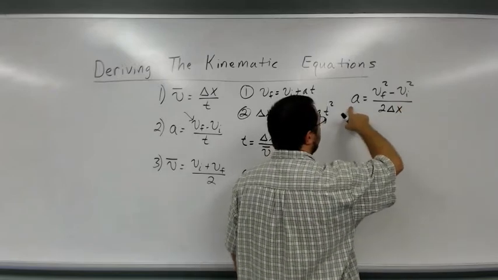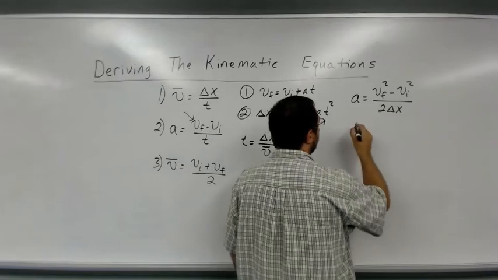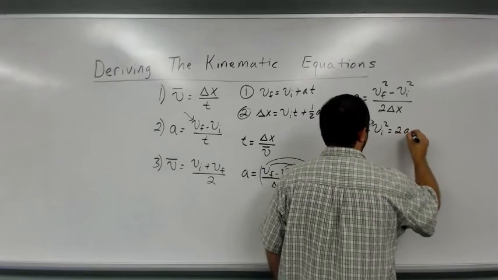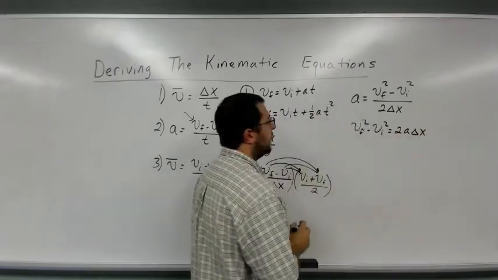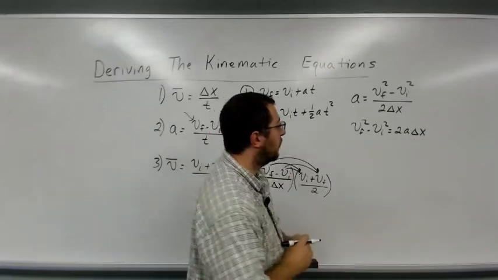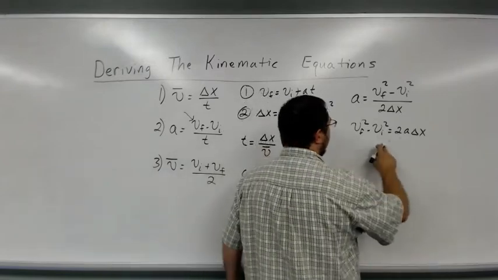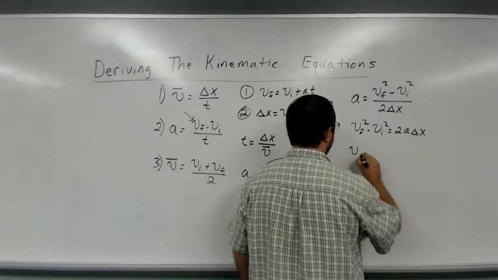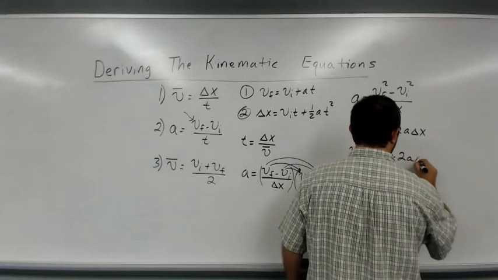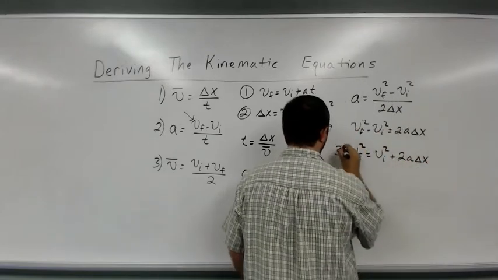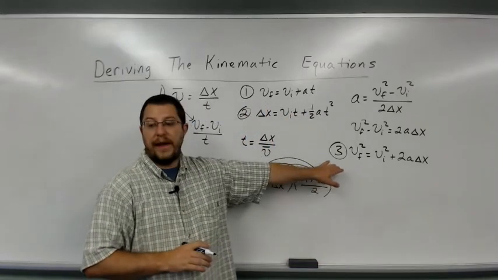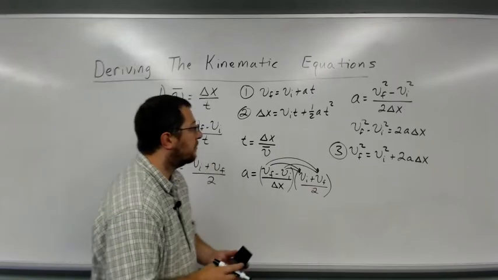And now, if I multiply both sides by the denominator here, okay, I get that. And this is the way it's typically written, okay, 2a delta x. It doesn't matter the order of the multiplication, but that's typically the way it's written. And then I can add VI squared to both sides. And we arrive at our third kinematic equation, okay? So that is how to derive the 3 kinematic equations.